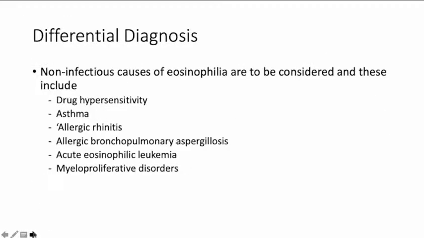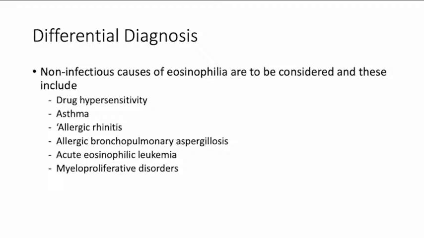So in terms of differential diagnosis, some things that you need to think about, even when you're thinking your patient could be having TPE, would include non-infectious causes of eosinophilia that include drug hypersensitivity, asthma, allergic rhinitis, allergic bronchopulmonary aspergillosis, and acute eosinophilic leukemia, as well as myeloproliferative disorder. So these are conditions that are not infectious in nature, that manifest with elevated levels of eosinophils in the body.